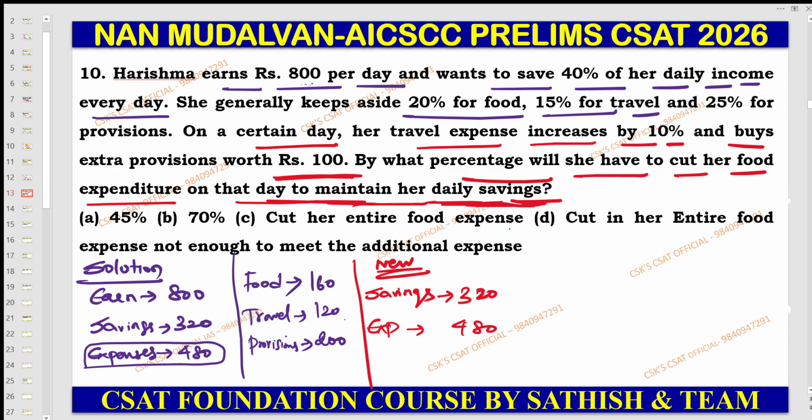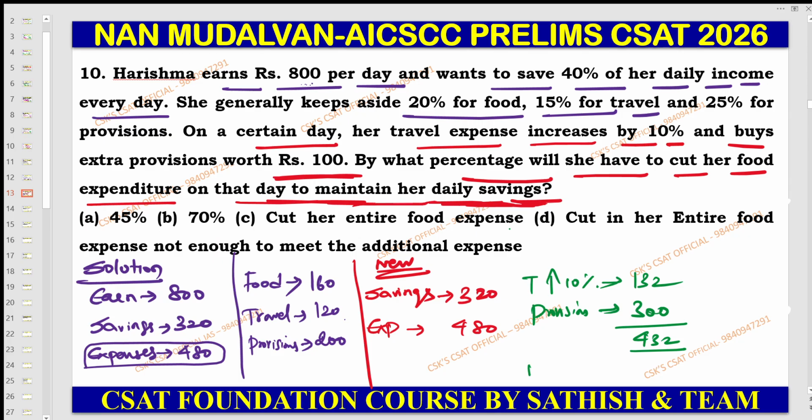Now, if travel increases by 10%, already 120, 10% increase means it becomes 132. Guys understood? 10% means 12. 120 plus 12 becomes 132. Understood. Now what's happening here? Provision increases by 100 rupees. What is the already cost of the provision? 200, right? Now increases by 100, so 300. So now it becomes what? 432.